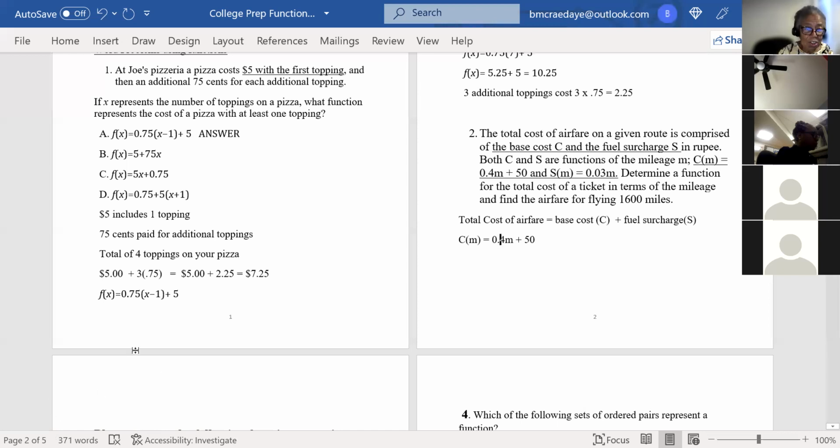And what is the surcharge equal to, Audrey? What is the surcharge? That's based on miles too. That's a third. Well, it's 0.03 M. So that's equal to 0.03, 3 hundredths times M. All of these are related to miles, right?